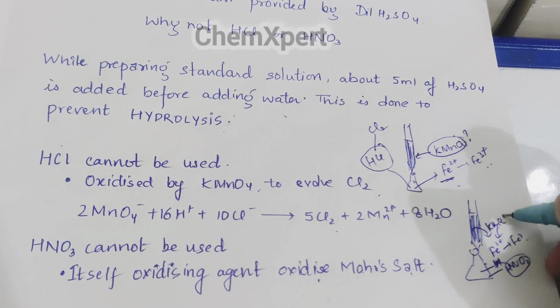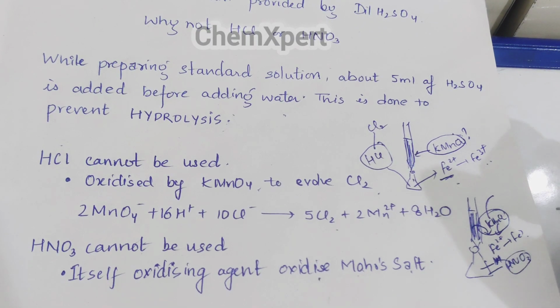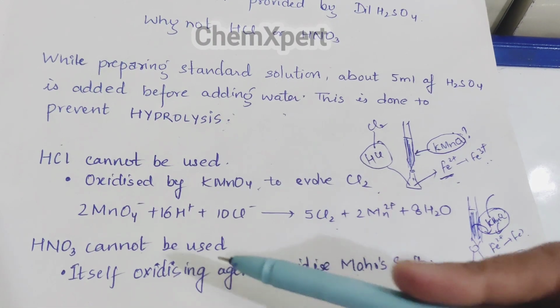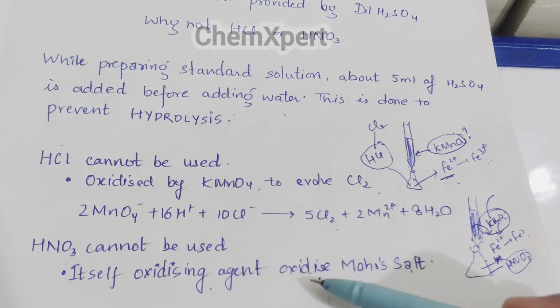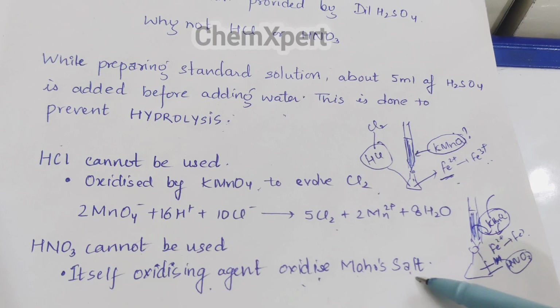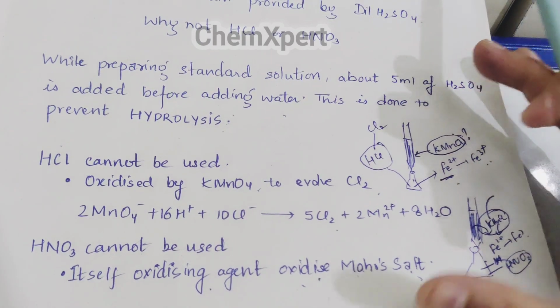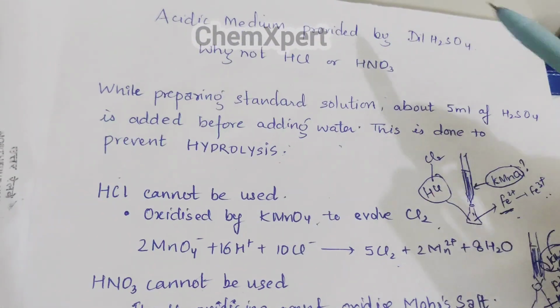So we do not get the accurate reading of how much KMnO4 is used, because it itself is a strong oxidizing agent which oxidizes the Mohrs salt. So this is a very important question. What is the role of dilute H2SO4?